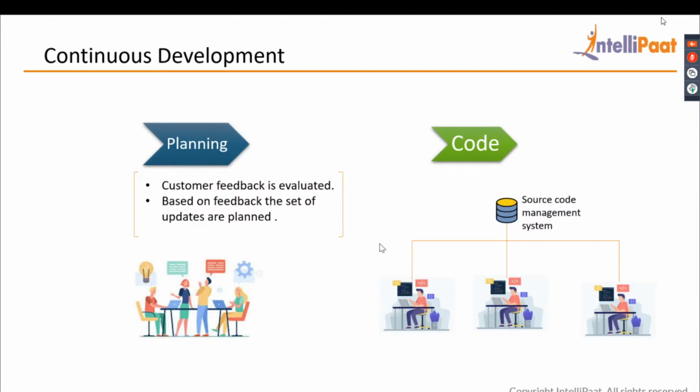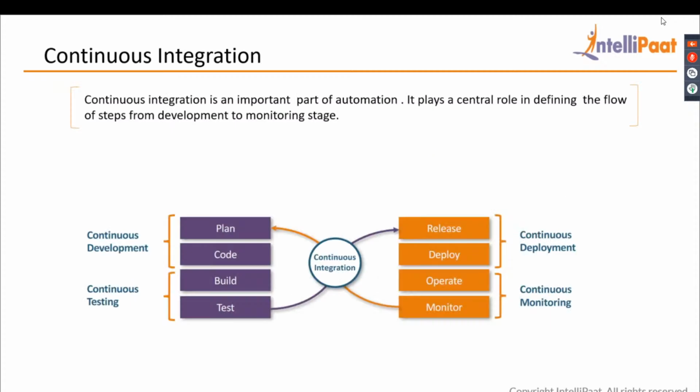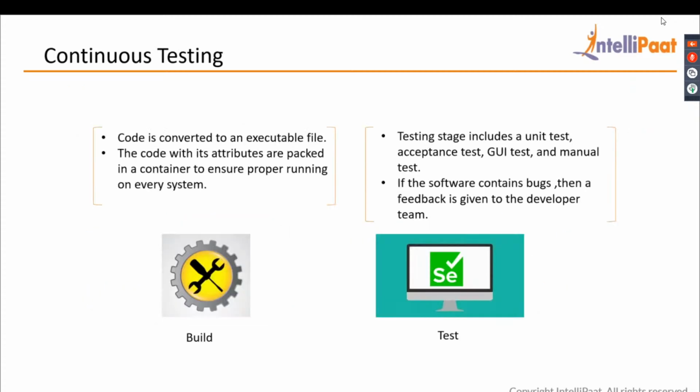Okay, so continuous development, as I told you, is planning and coding. So I explained this. Integration, I explained. Integration is what keeps everything at play. It is the central role defining the flow of steps from development to the monitoring stage. So it basically is the tool which guides and monitors the entire development life cycle.